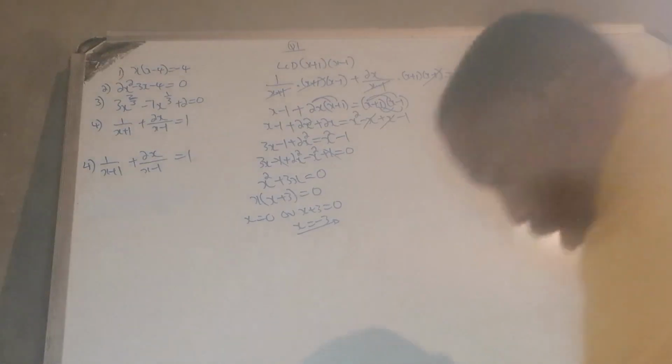Question 2. We should solve the inequality x squared plus 13x plus 36 should be less than 0. And 3 marks are provided for that.